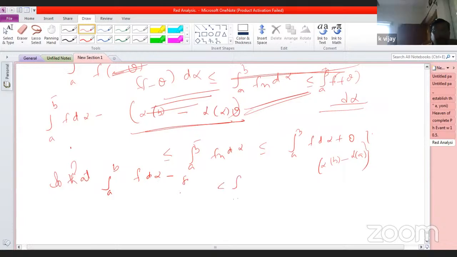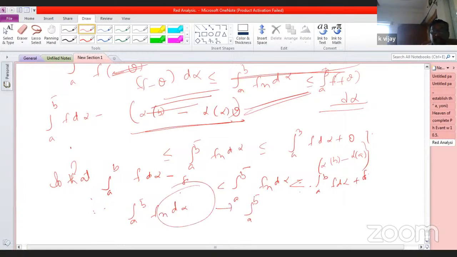Then less than integration of a to b bar f d alpha, as I am writing, integration of a to b f d alpha plus delta. So minus delta and plus delta we are taking here, therefore integration of a to b bar f of b and alpha, integration of a to b bar. This may be treated as f d alpha.